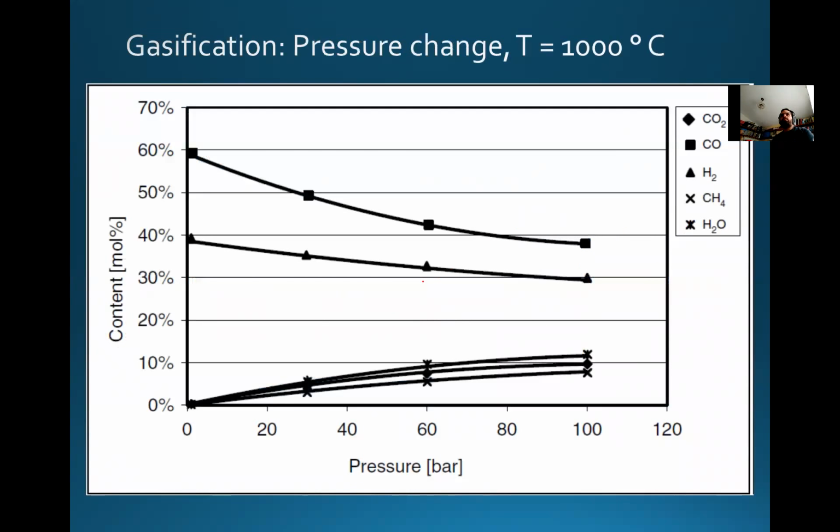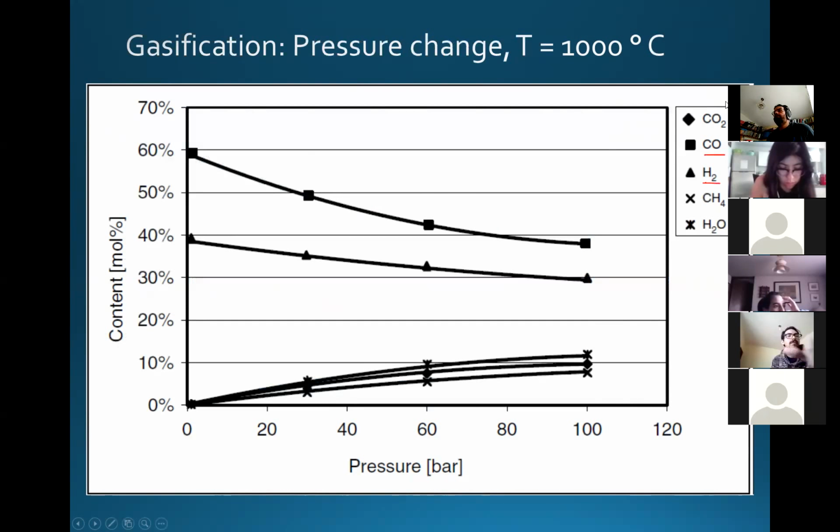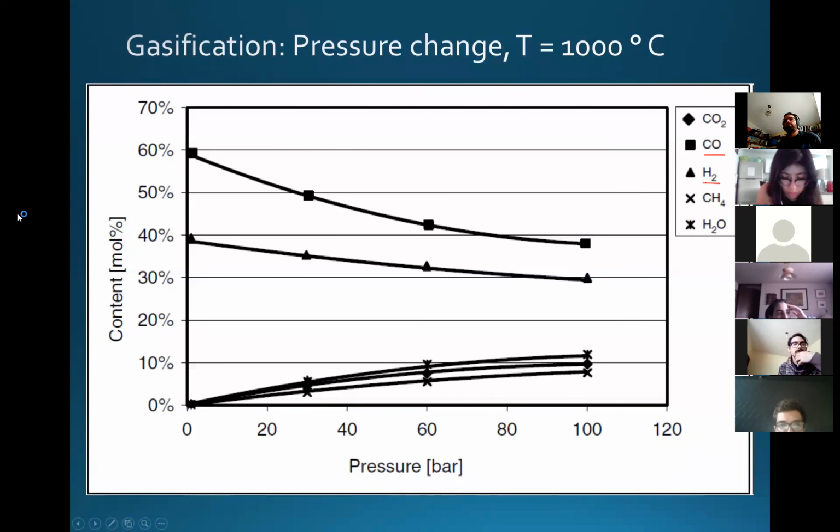This other plot shows how a pressure change at 1000 Celsius changes the composition of the gas. The main things that we want are carbon monoxide, the squared one, and hydrogen, the triangle one. If you see, when we raise the pressure, like we saw in the reactions, we start to diminish the amounts of hydrogen and carbon monoxide that we have.